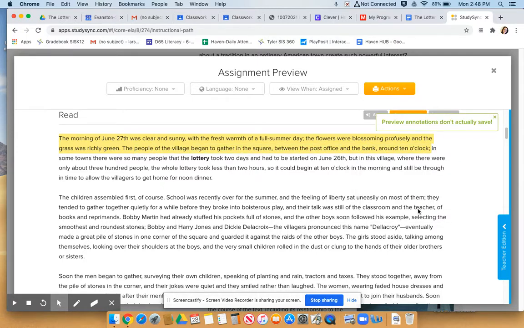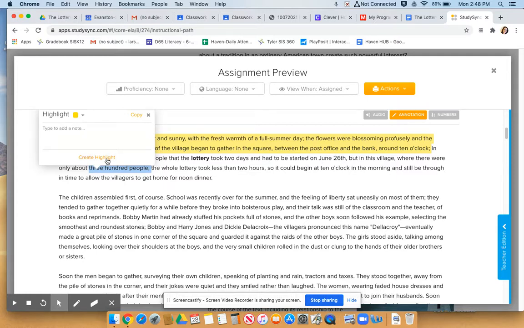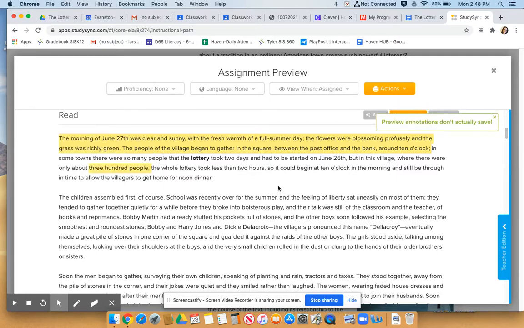Was there anything else in this paragraph that had to do with setting? Only about 300 people in the town. I think that's an important detail about the setting. I'm going to create this highlight, and this is the sort of detail I'm looking for.